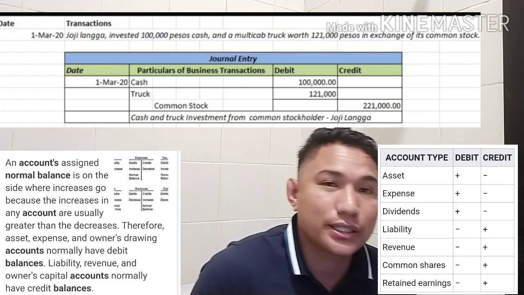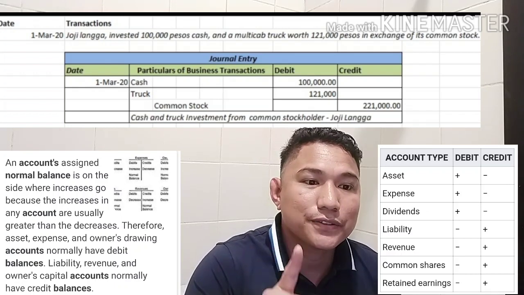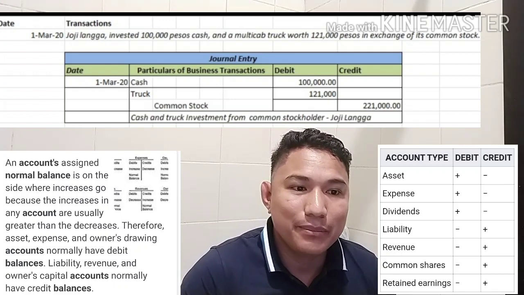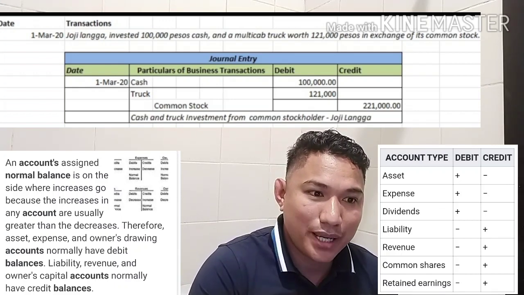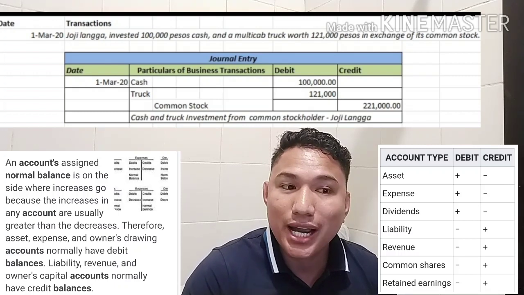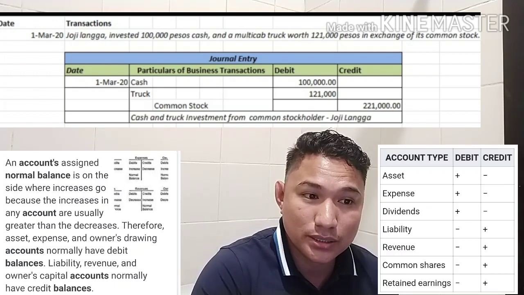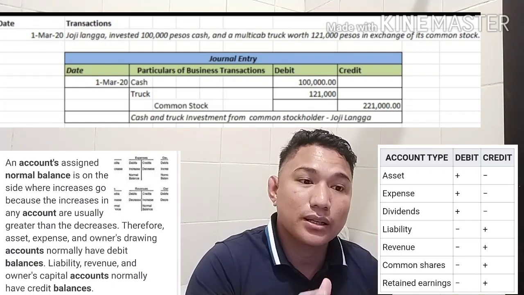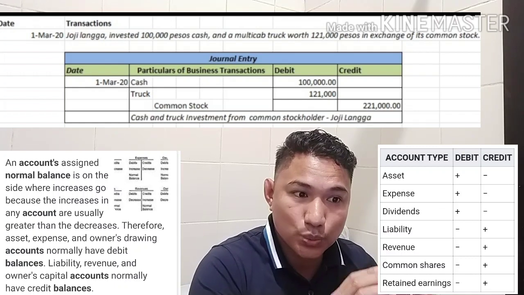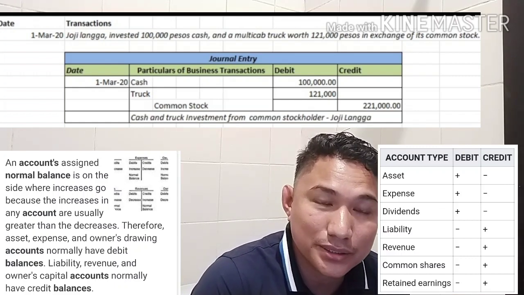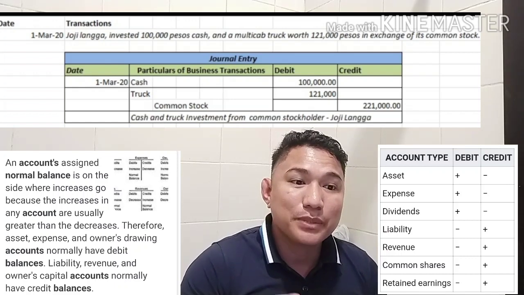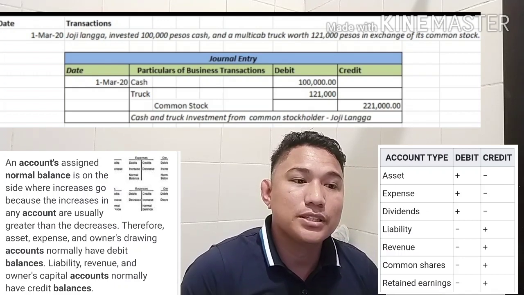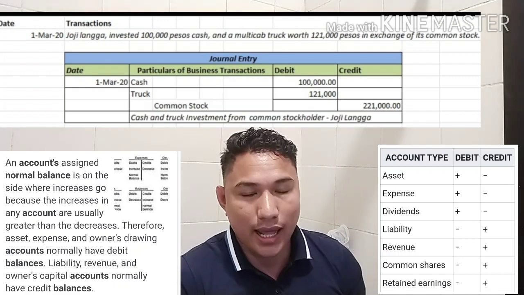Now we are going to record on March 1st, 2020. We are going to debit cash 100,000 pesos and debit truck 121,000 pesos. We have to put the amount in the debit or left side. And then credit common stock 221,000 pesos. And our explanation: cash and truck investment from a common stockholder, Joji Langa.